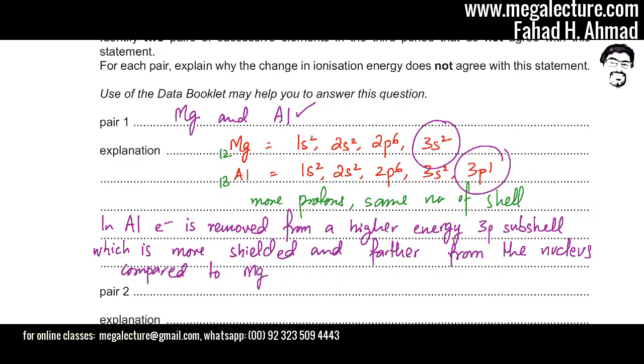So I've written down the answer. So in aluminium, the electron is removed from a higher energy 3p subshell, this one, and it is more shielded and further away from the nucleus compared to magnesium's electron, which is being removed from, you can write the rest of the statement as well, a relatively lower energy 3s subshell, which is closer to the nucleus and is less shielded. So that would be the answer for pair 1, the explanation why aluminium has a lower first ionization energy.